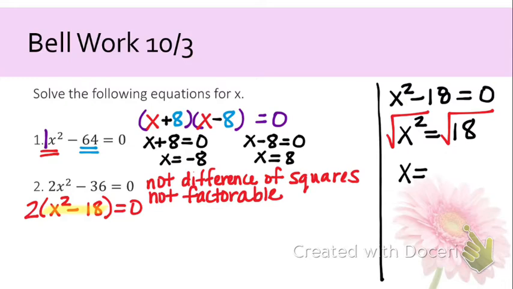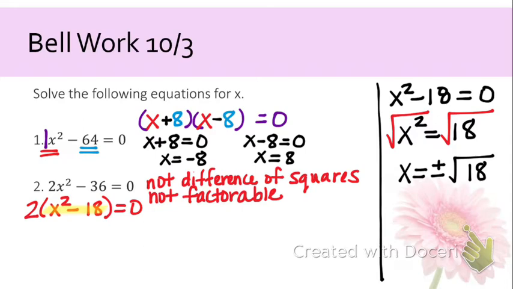Now, anytime you take the square root, and we're going to talk about this today, it's always two answers. It's positive and negative. There are two numbers, okay? Now, 18 is not in the box. It's not a perfect square. If you look on the board, that's not a number that is a perfect square.